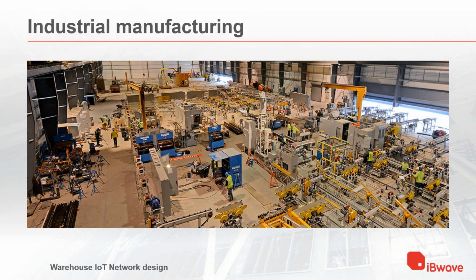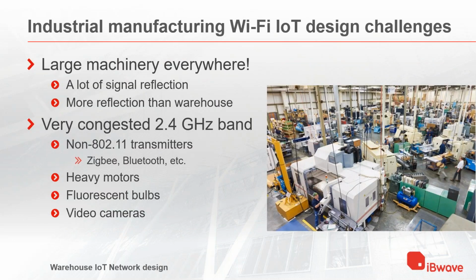Now let's move on to industrial manufacturing. This is how your industrial manufacturing plant typically looks. What you can see is there are lots of machines, lots of robotics, and a lot of metal going around. So, in a nutshell, large machinery everywhere and a lot of signal reflection. There is even more reflection than in a warehouse.